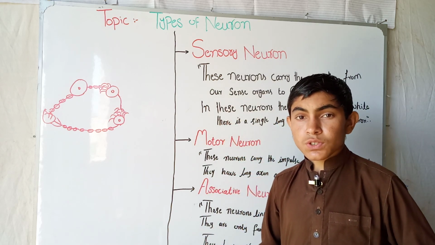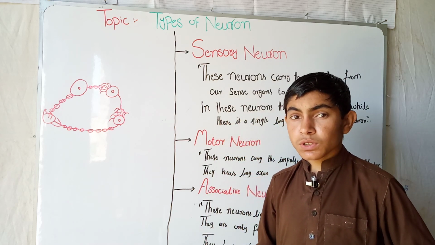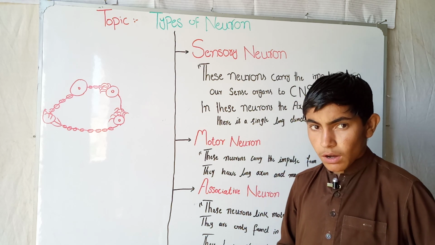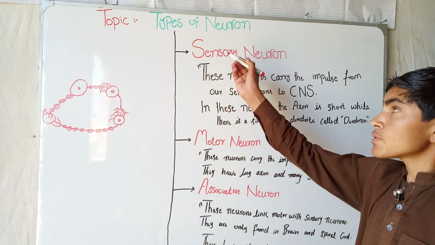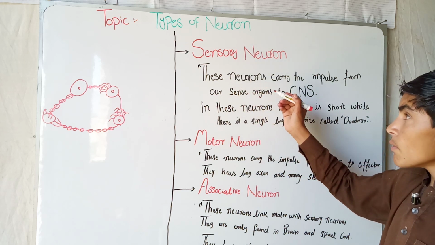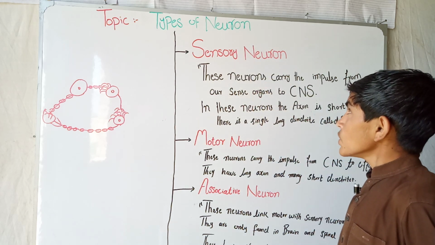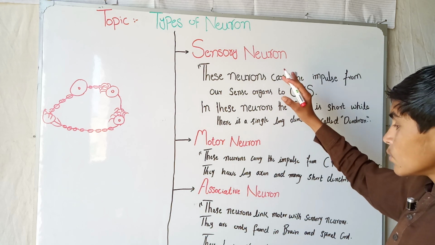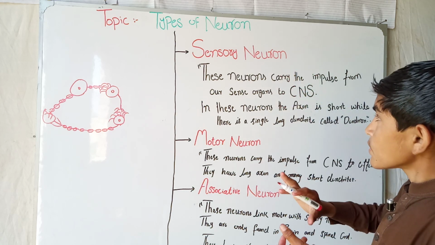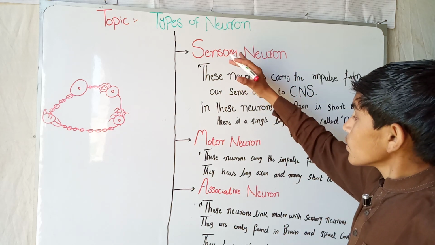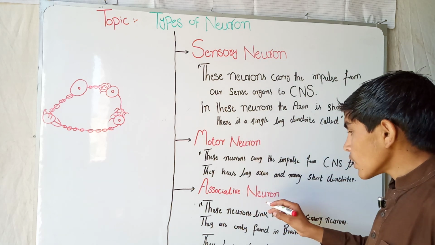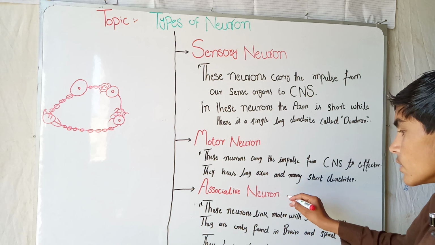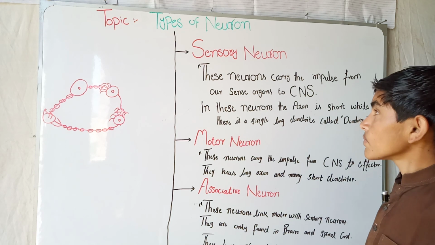In the previous lecture we studied the structure and function of the neuron. Now we are going to talk about the different types of neuron. Actually, neurons can be divided into three types: sensory neuron, motor neuron, and associative neuron, or you can call it an interneuron.